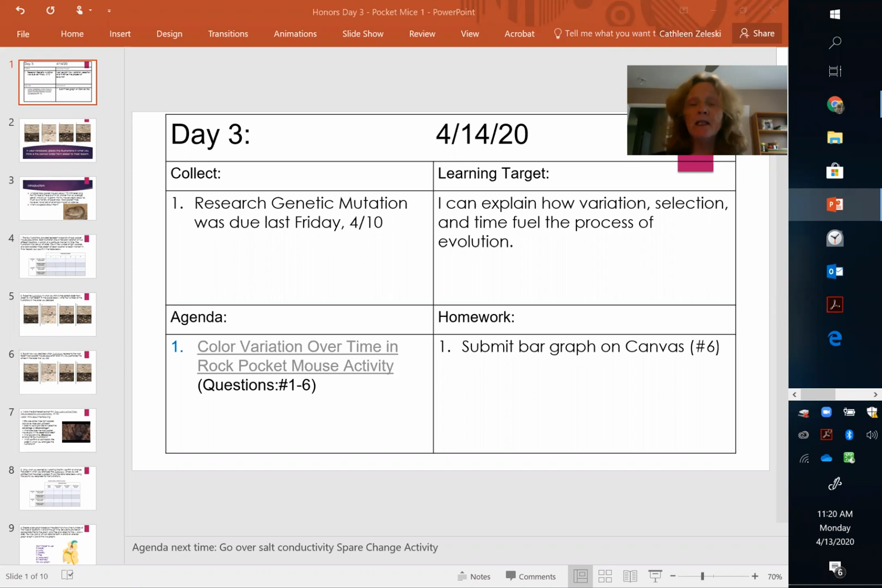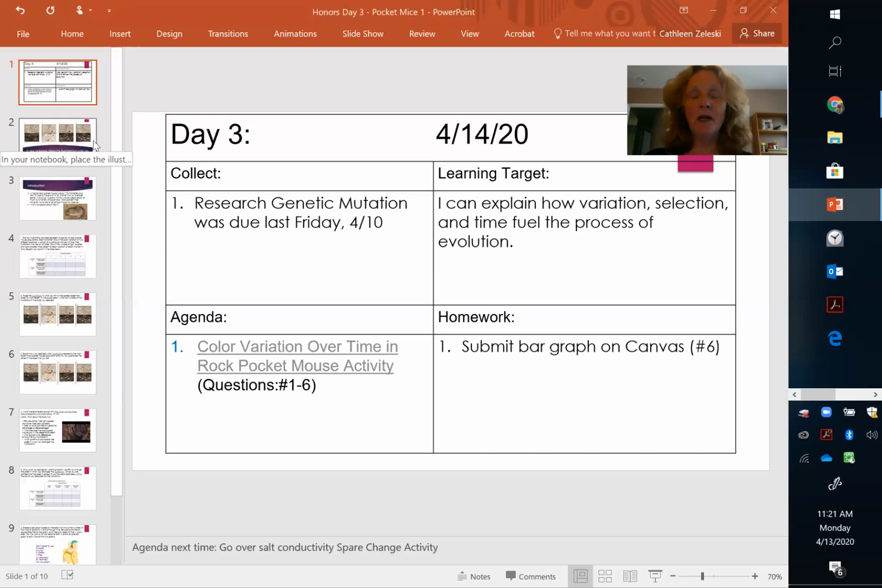The bottom line is that we're trying to explain how variation, selection, and time fuel the process of evolution. What's the relationship between those things? We're going to be doing this cool little activity and we're going to build on it, so make sure you do this part first because it's going to get more and more involved. Down at the agenda, there's this color variation over time of the Rocket Pocket Mouse activity. You're going to do the activity, and the only thing you're going to have to submit is a bar graph. Real easy.